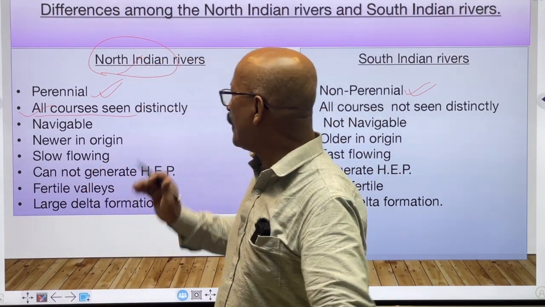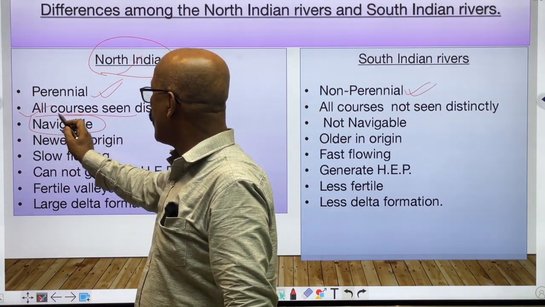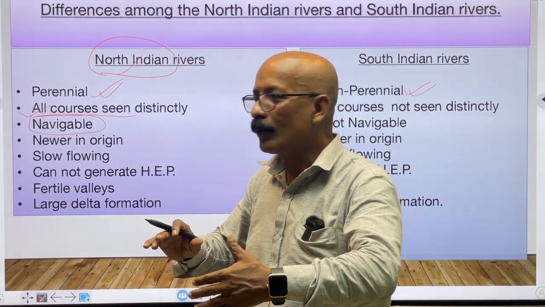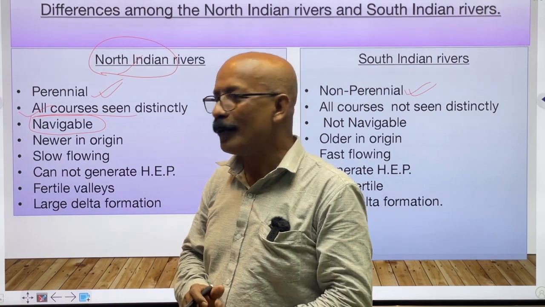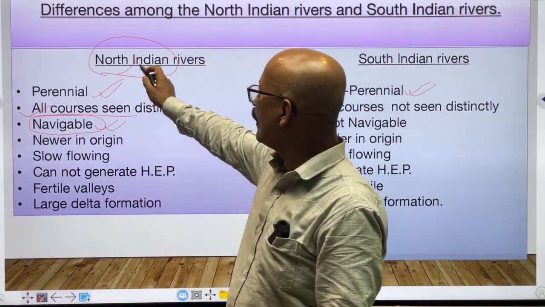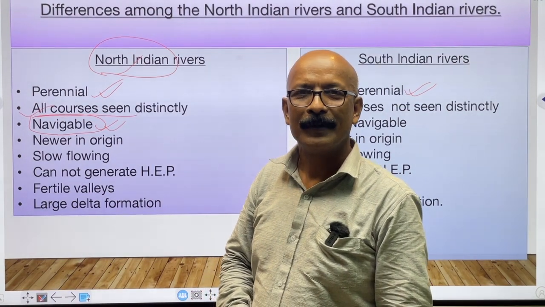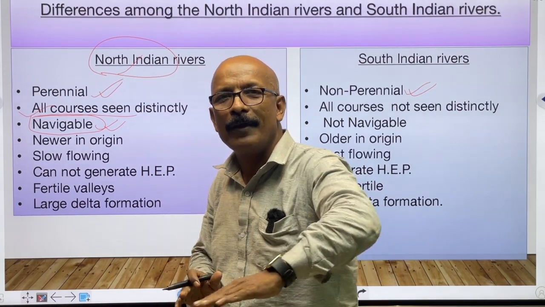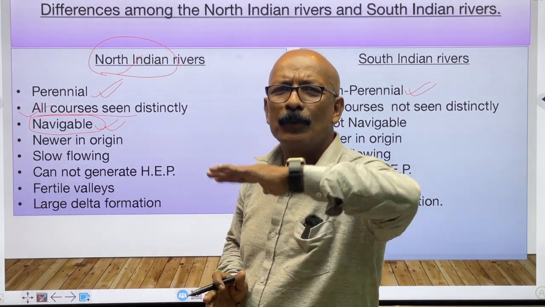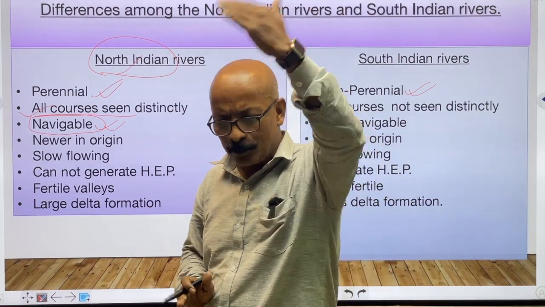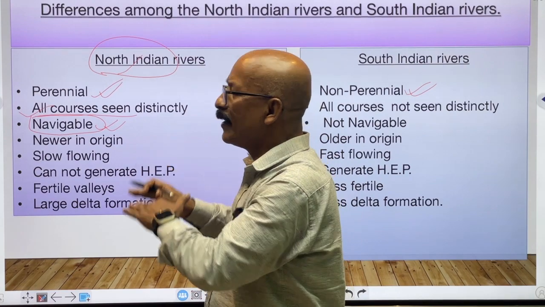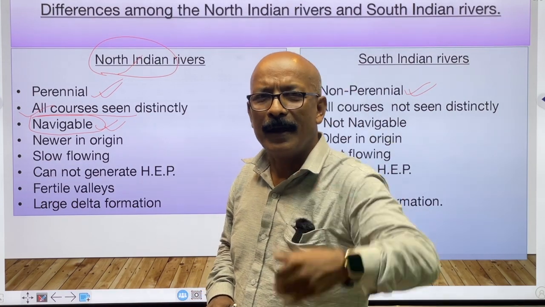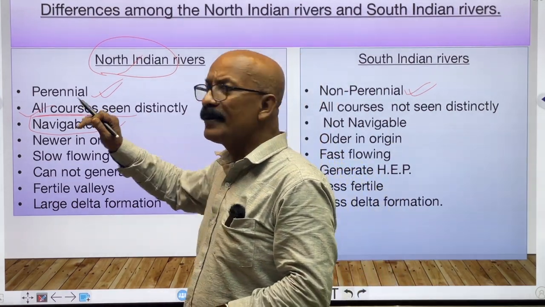Number 3, the rivers from northern India are navigable. That means we can go boating on the rivers of northern India, because rapids are very rare in these rivers. The rivers flow almost through the plain region. After crossing the mountainous region, they reach the plains, like the Brahmaputra, the Ganga, then the Indus. So these rivers are navigable.